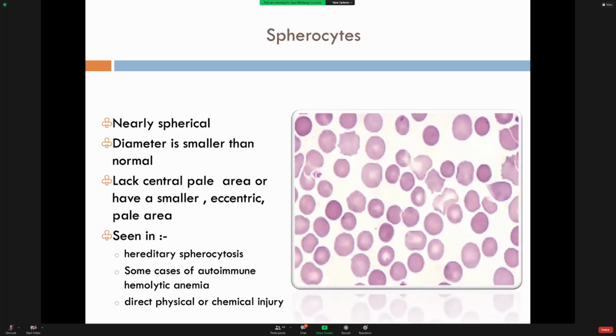Plus it can be seen also in acute blood loss, which is GI bleeding. The spherocytes can be seen with hereditary spherocytosis, hemolytic anemia, and with direct physical or chemical injury like thermal injury, burns. They have microspherocytes in burns and acute blood loss.